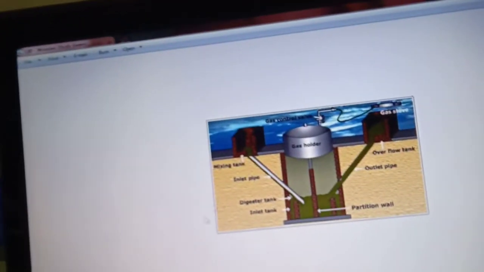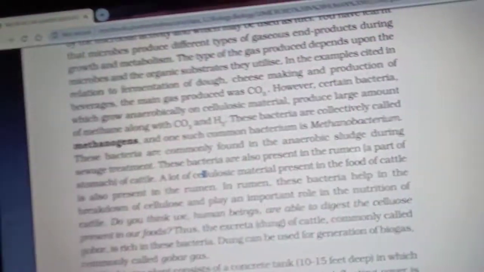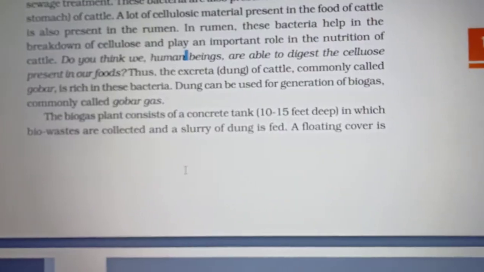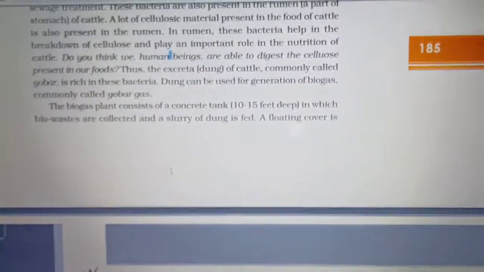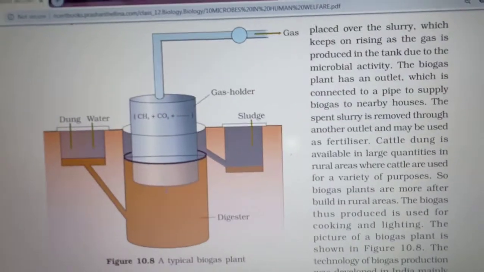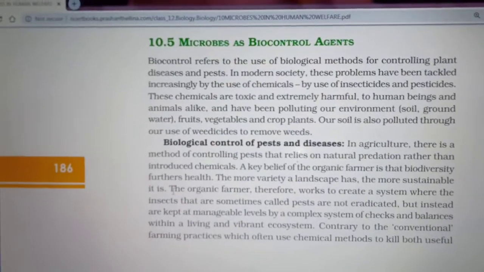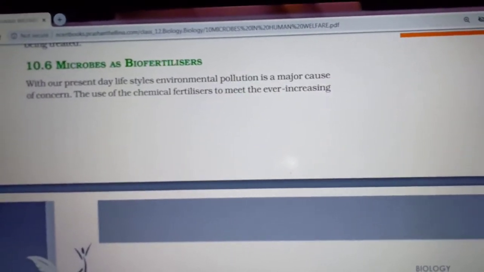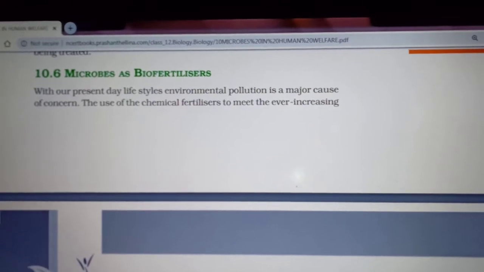The next topics are biocontrol agents and microbes as biofertilizer. We'll see both in the next class.